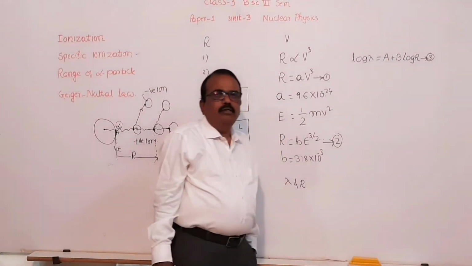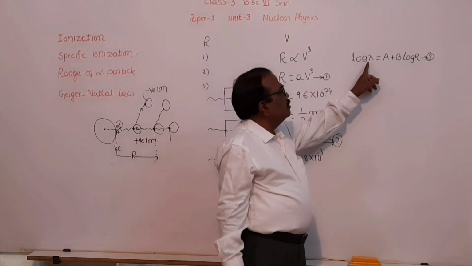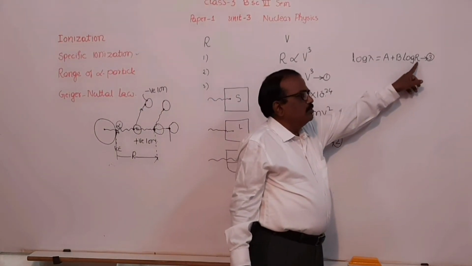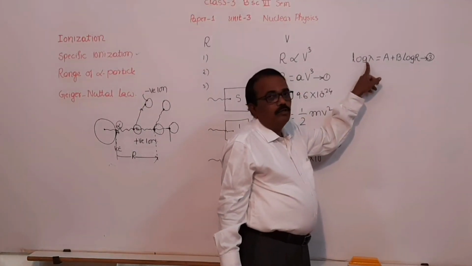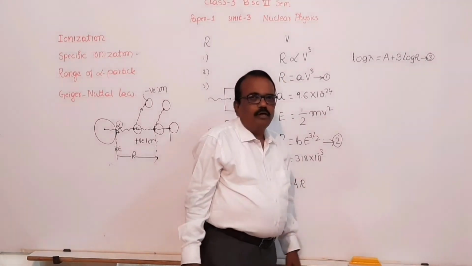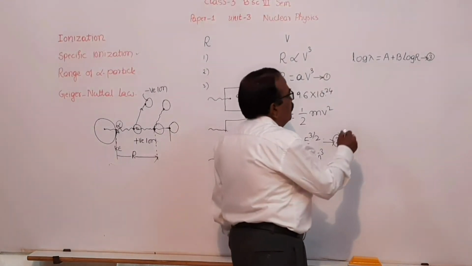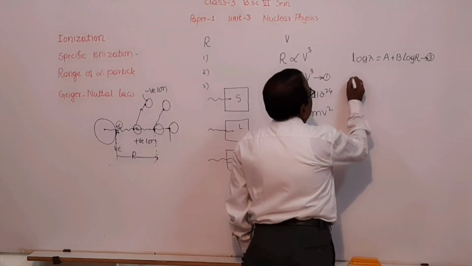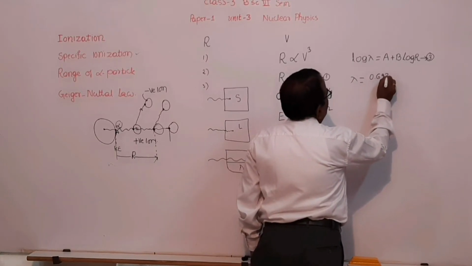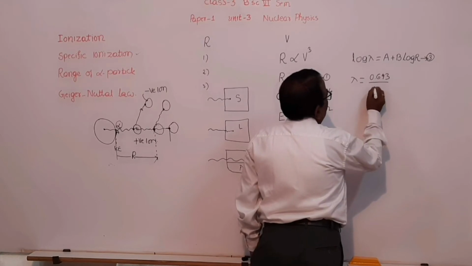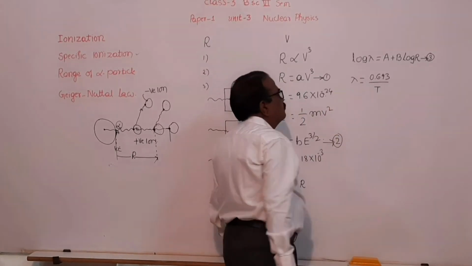Here A and B are constants. From this it is clear that as R increases, meaning if the range is maximum, the decay constant is also maximum. What about half-life? The half-life of the radioactive element is minimum, because lambda is equal to 0.693 divided by T. If T increases, lambda decreases; if lambda increases, T decreases.